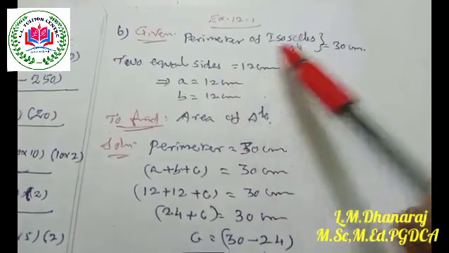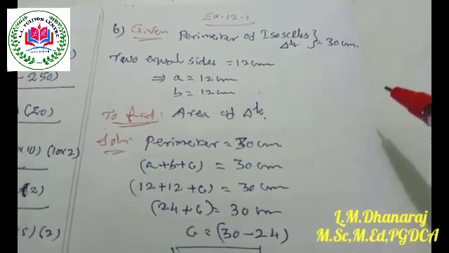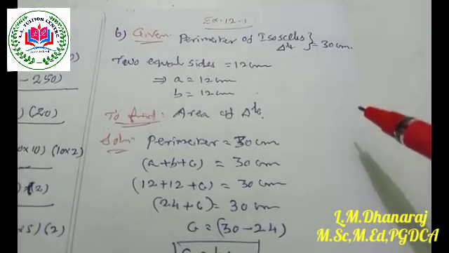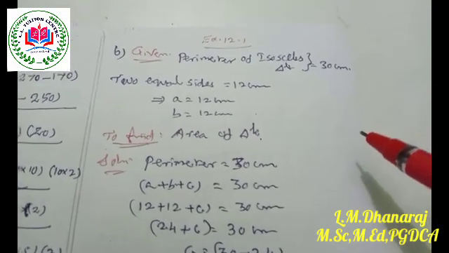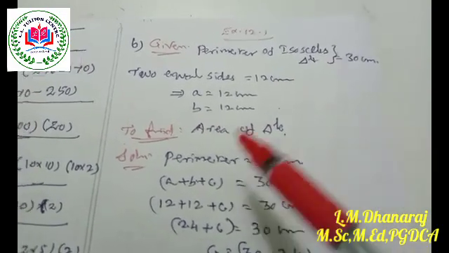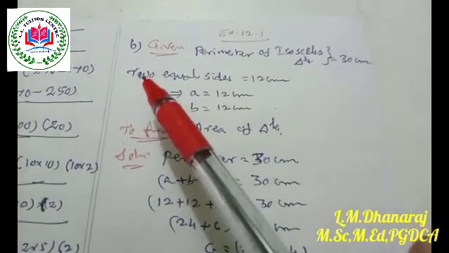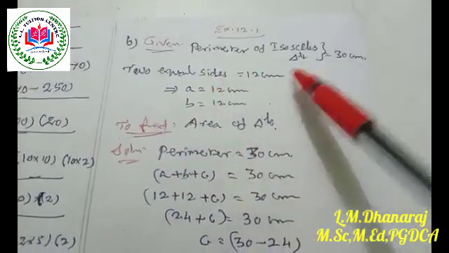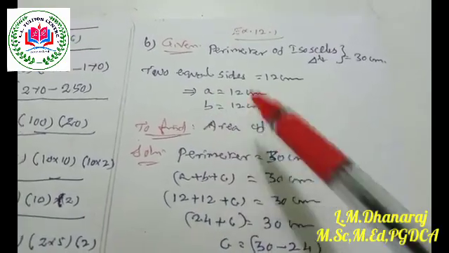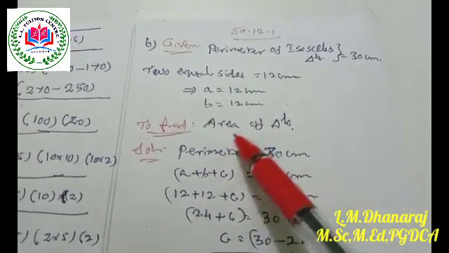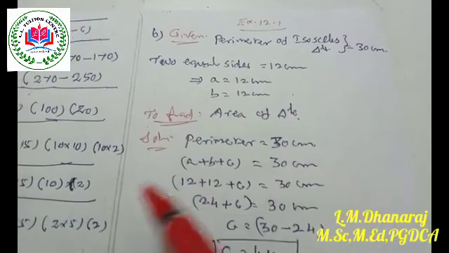Question number 6. It is given that the perimeter of an isosceles triangle is 30 centimeter. The property of an isosceles triangle is that any two sides should be equal. The third side need not be equal. Also it is given that the two equal sides are 12 centimeter, which means let us consider A is equal to 12 centimeter and B is equal to 12 centimeter. Now we have to find out the area of the triangle. It's like the previous sum.